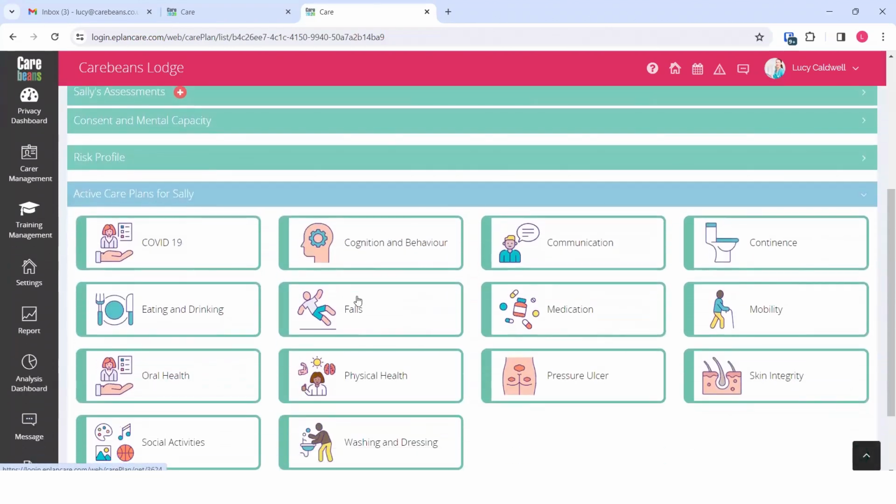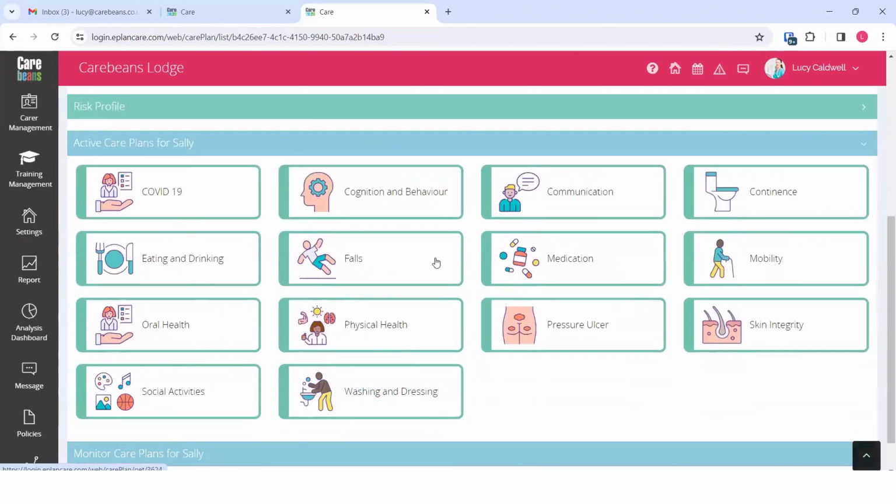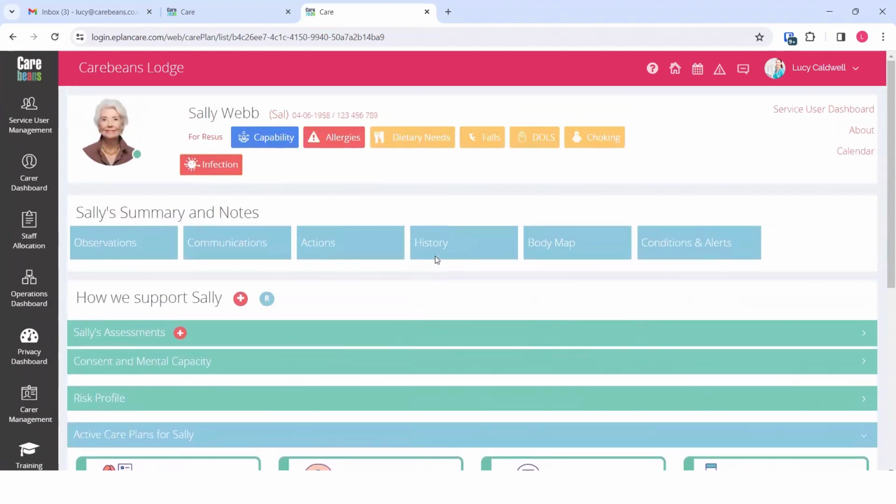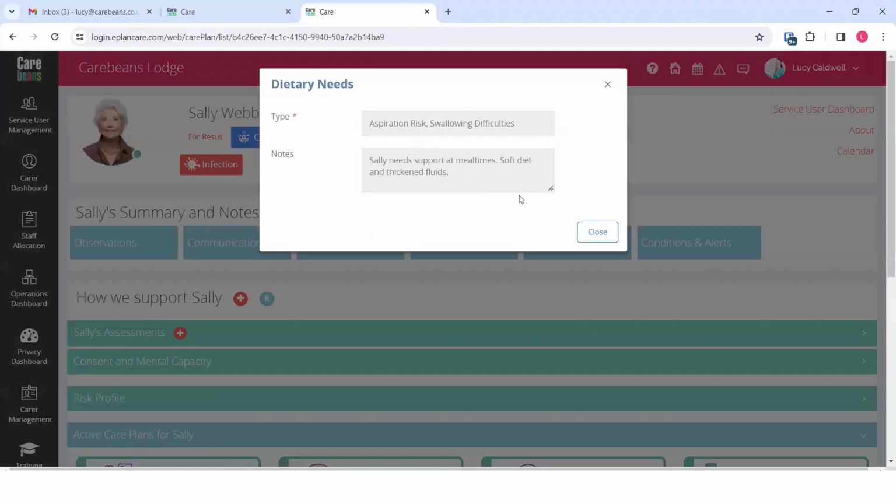I'll go into her eating and drinking care plan in a sec, but what I have put on here is a couple of alerts, and these all also go through to the app, so it goes through to the devices. So all the staff members, carers, senior carers, nurses, anyone that can access the app, when they log in, they will get this initial page of alerts, just so that they're all aware of the overview of that person. So for example here, if you click on it, you can see she's at aspiration risk and she's got swallowing difficulties and what support she needs.